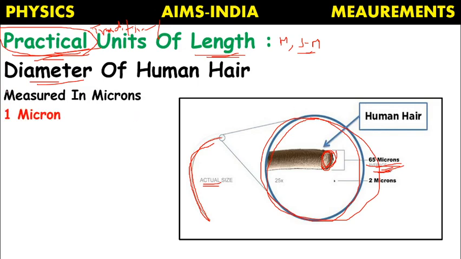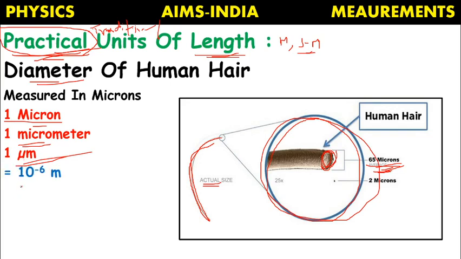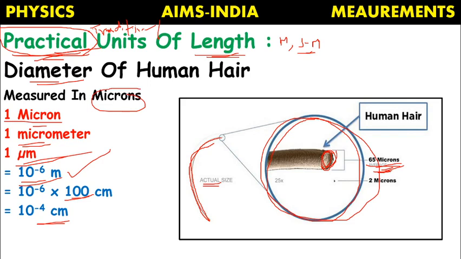So micron means 1 micron. 1 micron is equal to 1 micrometer, or we call it as mu m. Mu stands for micro here, Greek letter mu. Its value is 10 power minus 6 meters. In terms of meter, 10 power minus 6 meter. If you multiply with 100, because 1 meter is 100 centimeter, it will be converted into centimeter. 10 power minus 4 centimeter. So like that, human hair we can measure in microns.